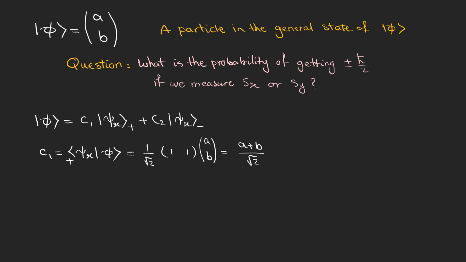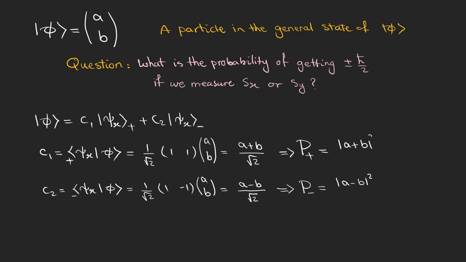It yields a plus b divided by root 2. C2 can be calculated by using the negative eigenstate, which becomes a minus b divided by root 2. The probabilities of getting plus or minus h bar divided by 2 can be calculated by these relations.